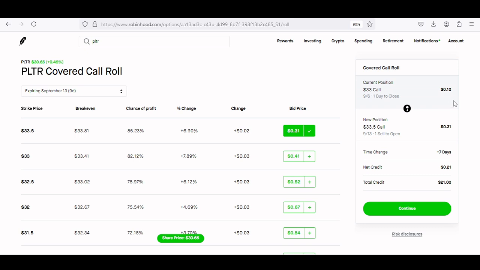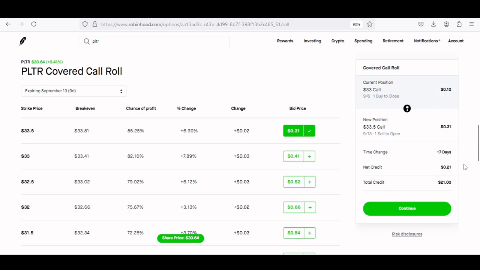If I were to roll this option right now, you're going to see that it says covered call roll, which means I have a covered call and now I'm rolling it. The first step, which Robinhood automatically chose for me, would be my close position. Then I just close my other sell position, which is going to give me 0.31. Now the difference between these two is going to be my new premium. So my new premium is going to be $21.